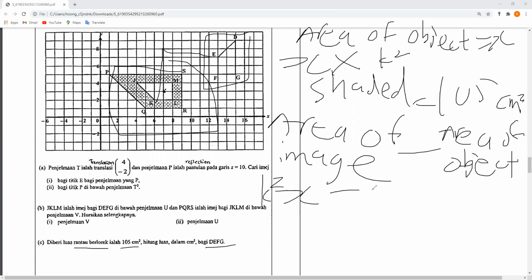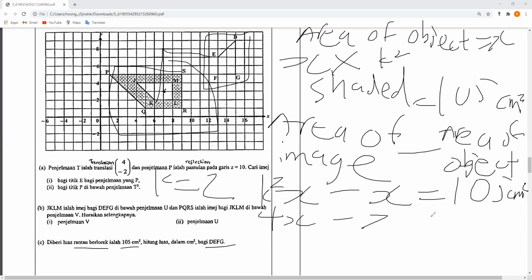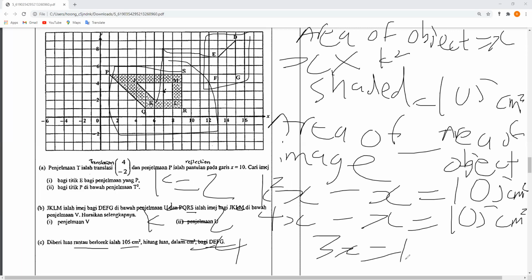Okay, now we're moving on to this one. And last, the area of image minus x equals 105 cm squared. So what is k squared? As I told you, k is equal to 2. So we substitute it. So k squared, 2 squared, equals 4x. Minus x equals 105 centimeters squared. So you get 3x equals 105. So x, you use a calculator, and then you get 35 centimeters squared.